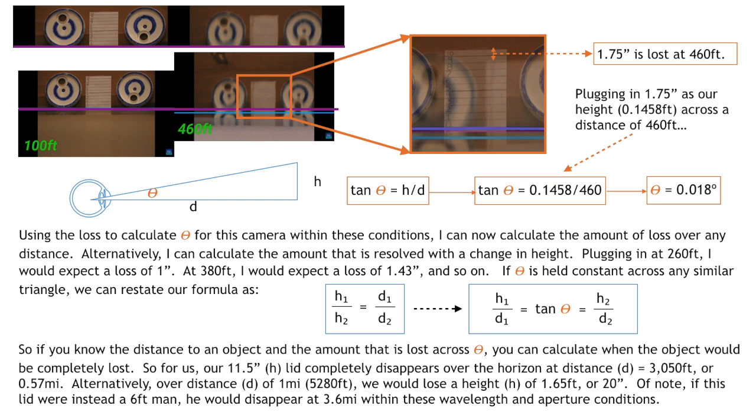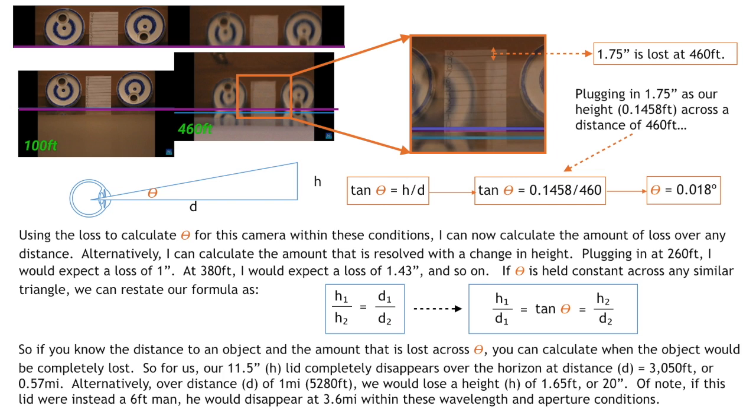So using the loss to calculate theta for this camera within these conditions, I can now calculate the amount of loss over any distance. Alternatively, I can calculate the amount that is resolved with a change in height, just like we did before. So plugging in at 260 feet, I would expect a loss of about 1 inch. At 380 feet, I would expect a loss of 1.43 inches, and so on.